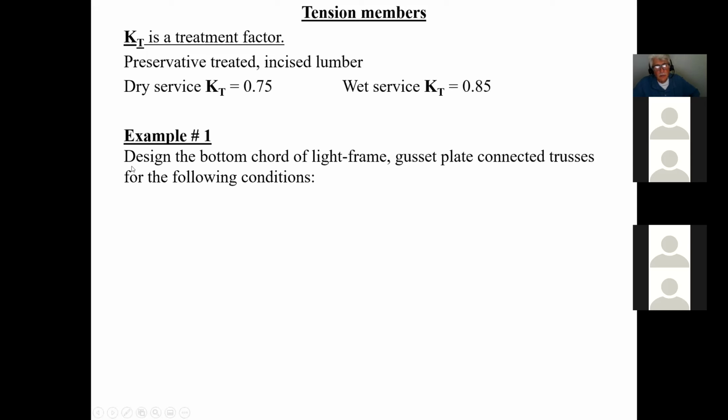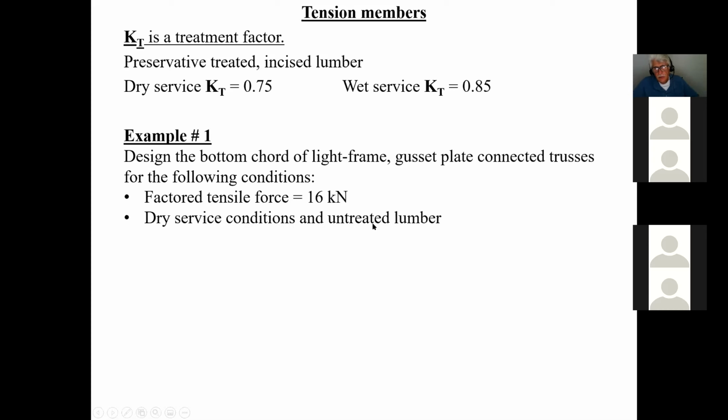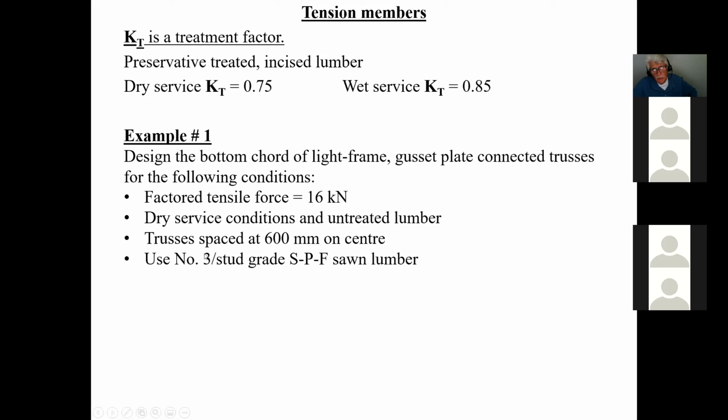Now, let's do something simple. Design the bottom chord of the light frame gusset plate connected trusses for the following conditions, okay? You have a factored tensile force of 16 kilonewtons. In other words, that's how much is pulling on the bottom chord. And you have dry service conditions and untreated lumber. Of course, it's going to be inside a roof space, so it's going to be relatively dry. It's going to be untreated. The trusses are spaced at 600 millimeters on center. So you know that when it comes to a roof truss, in order to cover the whole house, you'll have at least 3 trusses and more. Therefore, you have a case 1 system. And of course, here we're going to use number 3 stud grade.